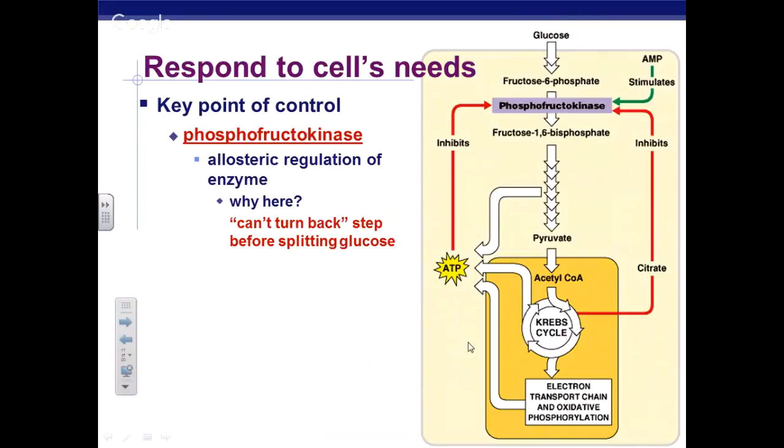Prevent it from moving, the point of no return kind of thing. So let's look at it. If you look at the green line up here, AMP and ADP increase will stimulate it. And why? Does anybody know why those would stimulate it?